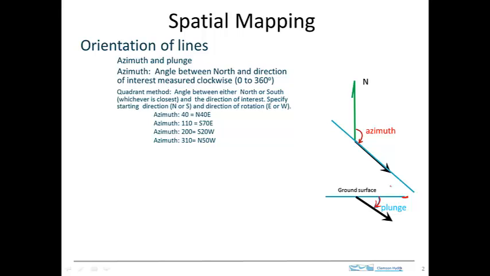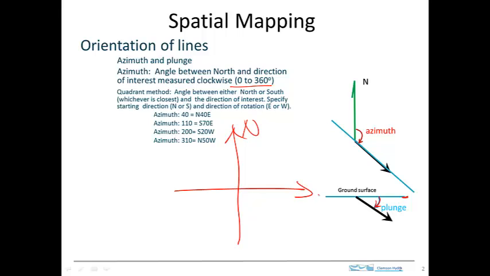So we need these two numbers, two angles, to describe the orientation of a line in space, the azimuth and the plunge. Now, I will generally use the azimuth as the angle from the north to the line of interest, and so it varies from 0 to 360 degrees. Another format that's often used and can be quite convenient is the quadrant notation.